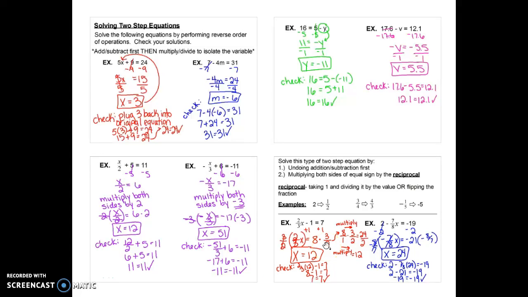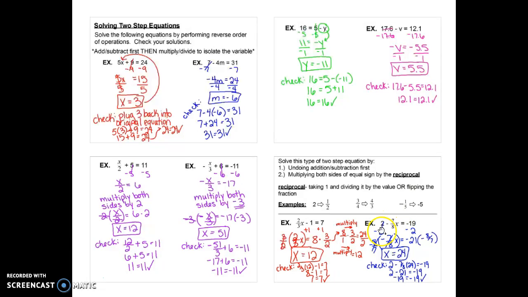Okay, this is part 2 of the same solving two-step equation notes. So we left off down here with this last example on this page. Okay, so again, our steps change slightly with this, and that's because of the type of fraction that you have that is connected to the x.